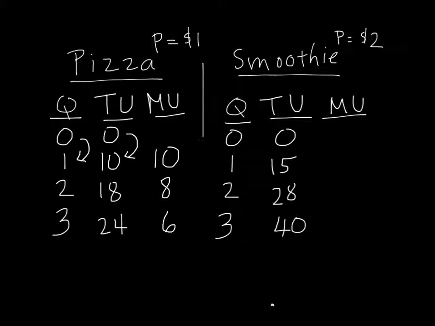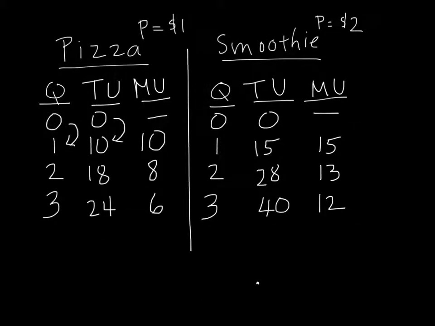Let's go over here to smoothies, and again it's not defined for 0. The first unit adds 15 utils to your total utility. The second unit adds 28 minus 15, or 13. And the third unit adds 12. In each case, we are dividing by the change in quantity, but in this example, the change in quantity is always 1, so the denominator is 1. Be careful about that, because in a problem, if the quantity was going up by 2, 4, or different amounts, you would have to divide by that change in quantity. It would no longer be 1.